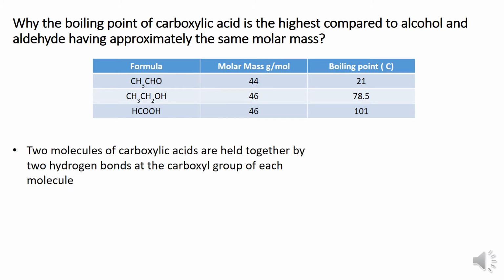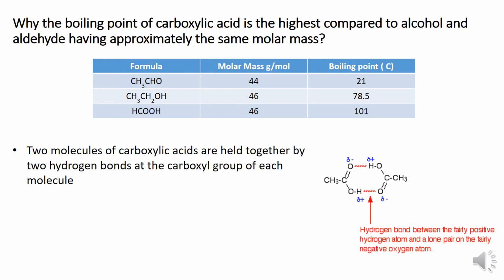What is the reason here? Two molecules of carboxylic acids, as you see in the figure, are held together by two hydrogen bonds at the carboxyl group of each molecule. So what do we have here? A hydrogen bond between the fairly positive hydrogen atom and a lone pair on the fairly negative oxygen atom.